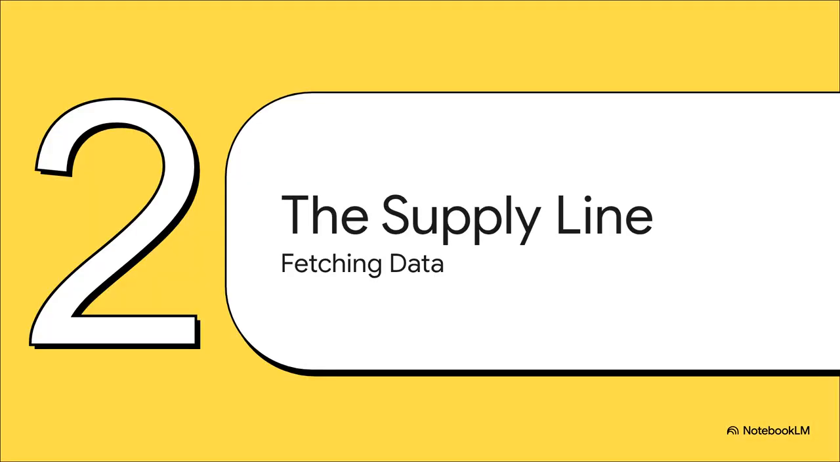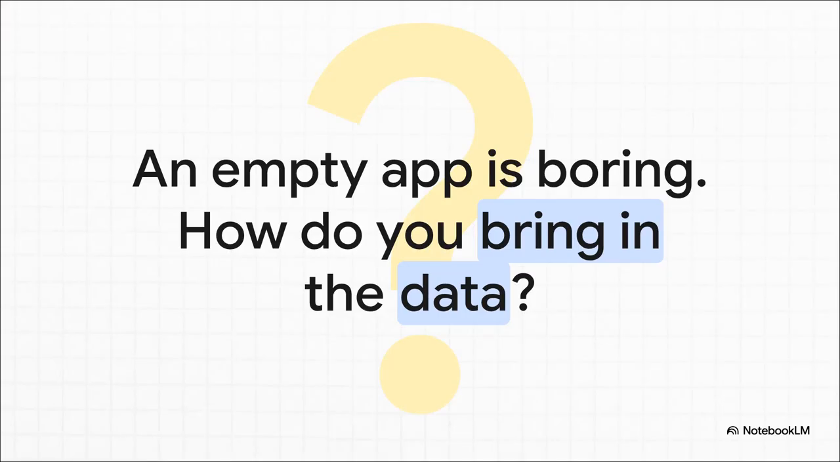Okay, so our user is in the door. Now what? Well, an empty house isn't much fun. We need to fill our application with useful stuff. This brings us right to our second pillar, setting up the supply line to go get our data. An app without data, posts, photos, messages, whatever, is just an empty frame. It's not very useful. To make it come alive, we've got to connect it to a supply line, a way to pull in all that information from a server where it's stored.